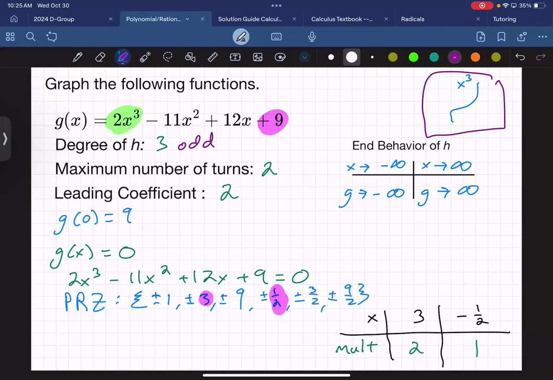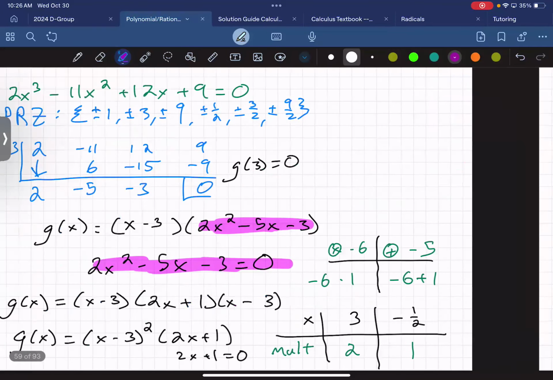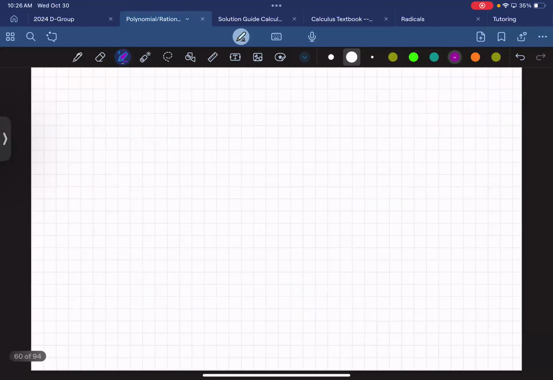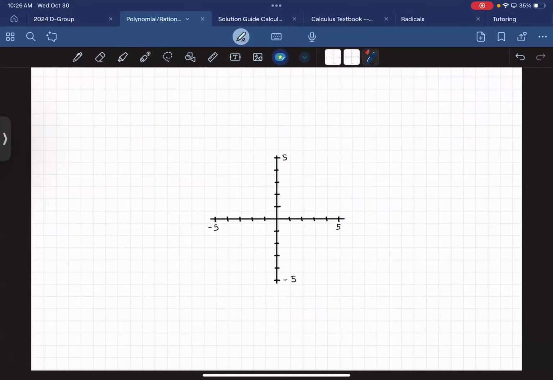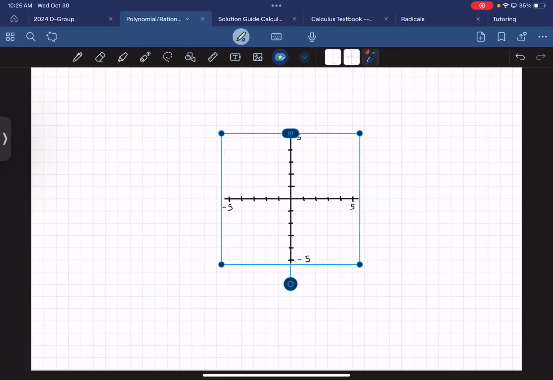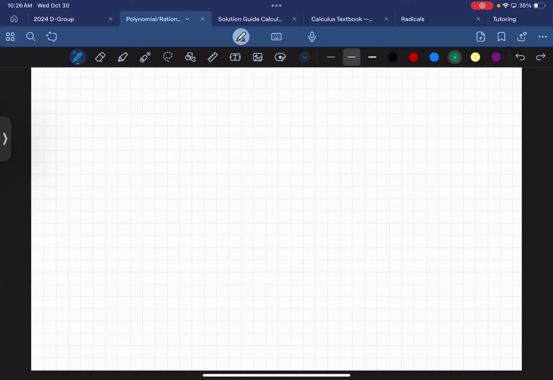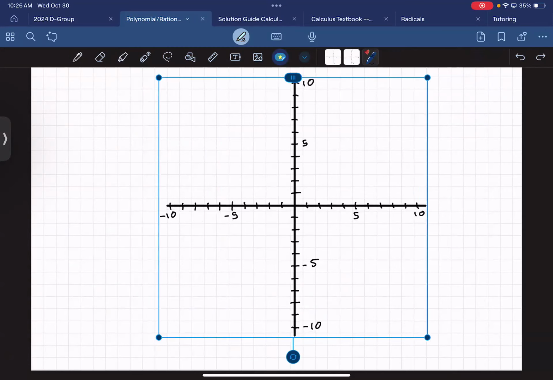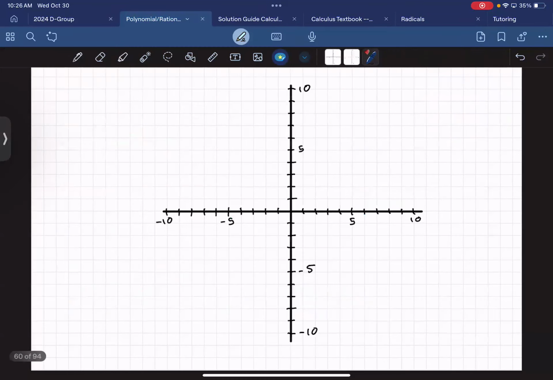Now, are we done with this problem? Yeah, the whole point of doing this is graphing it, right? So what we need to do is take all these things and go get a graph going. So with that said, oops, I need my bigger one, sorry. What did we say the y-intercept was? 0, 9. We said +3, right? And -1/2 are x-intercepts. Okay. So we have those points there. What else did we say that we can use to help us graph?